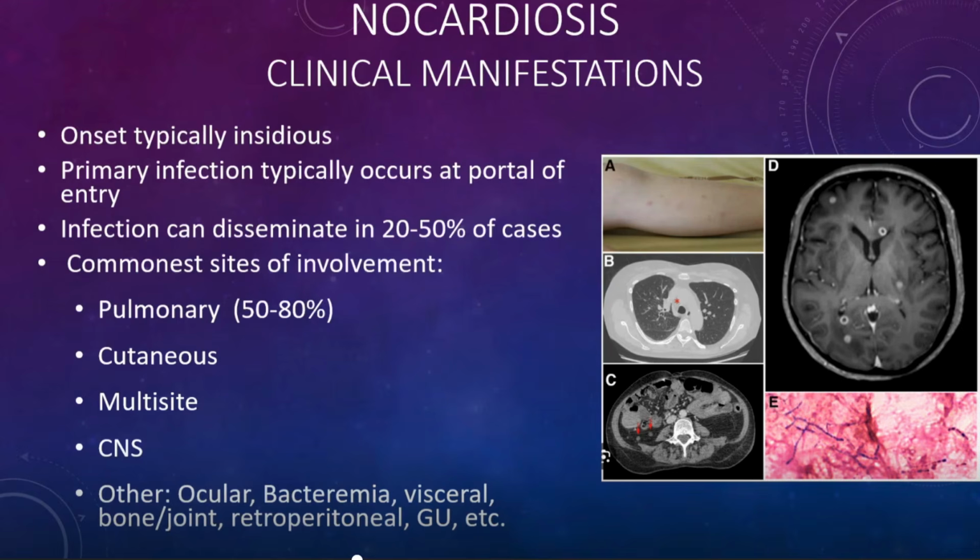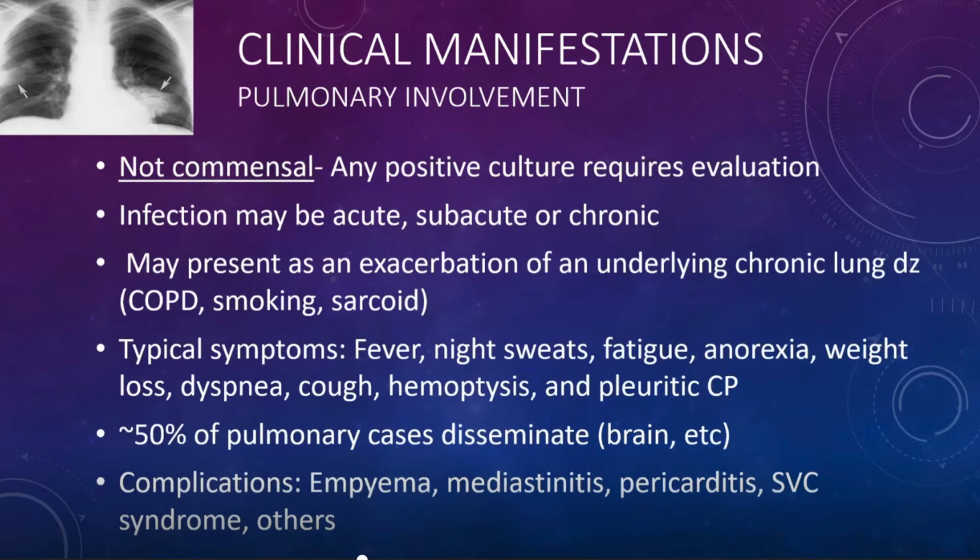And some miscellaneous other sites of involvement, such as ocular disease, visceral disease, bone or joint disease, and bacteremia can occur. Isolating Nocardia within the pulmonary tissue, this is not normal. Any positive culture requires evaluation. Can we say that in every single case, a positive culture for Nocardia from the respiratory tract of a patient is equivalent to active disease? No, but it should definitely be evaluated.